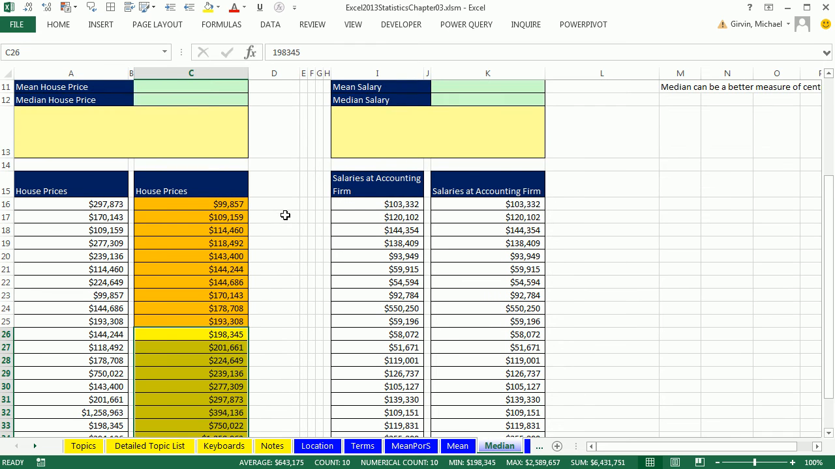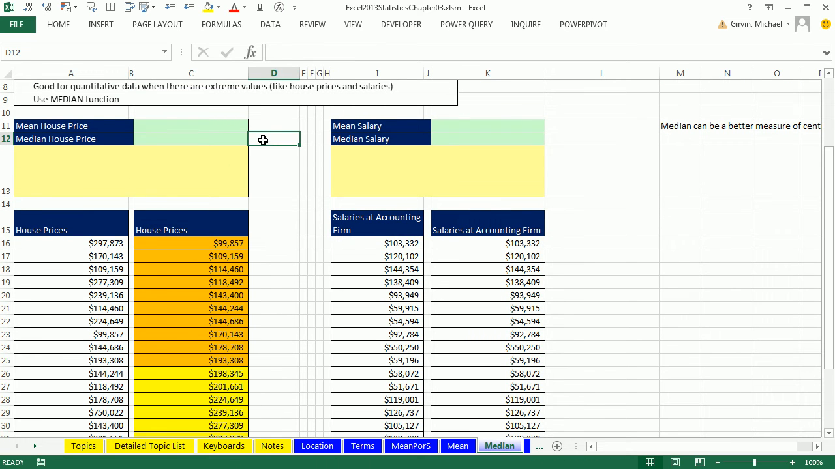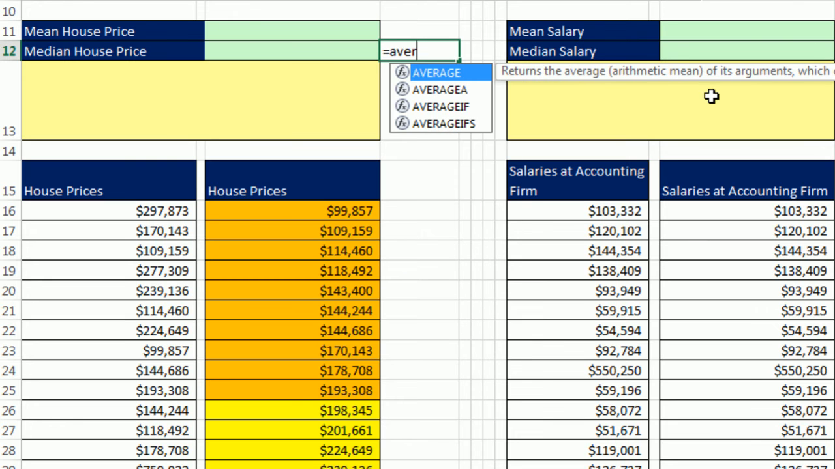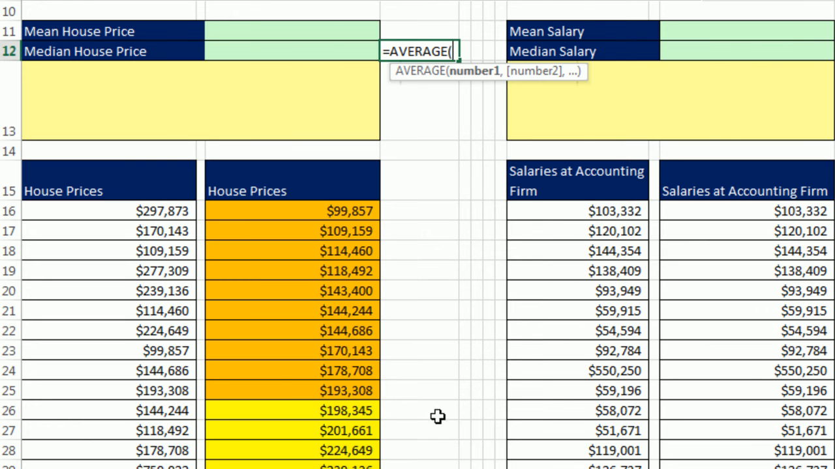So here's what you do. When you go to calculate the median, and we're going to use the median function in just a second, but the longhand way, if there's an even number of data points, you average the middle two. So I'm using the average function. I'm very carefully going to highlight number 10 and number 11. And then that is the median, 195,827.